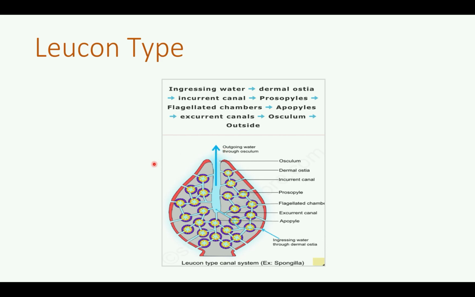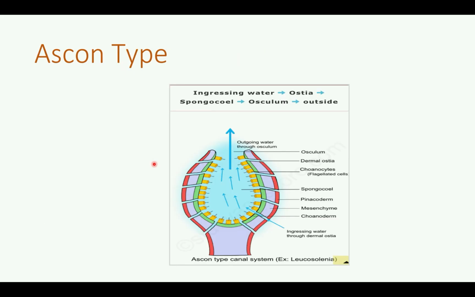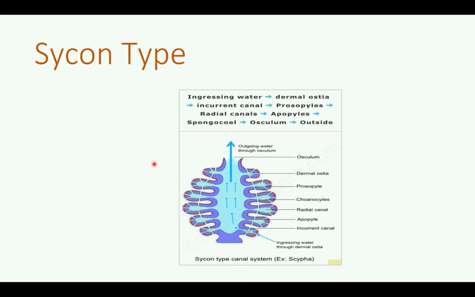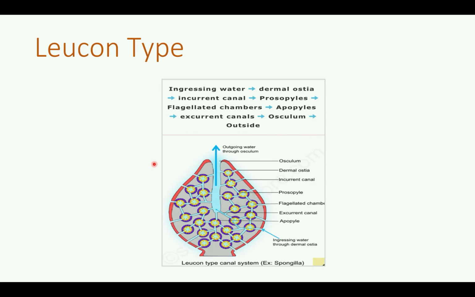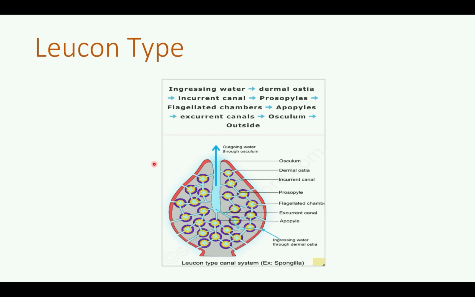So these are all about the canal system. First I described the Ascon type, then the Sycon type, and the third one is the Leucon type. The Ascon type is the simplest one and the Leucon type is the most complex one. So these are all about the canal system in Porifera.